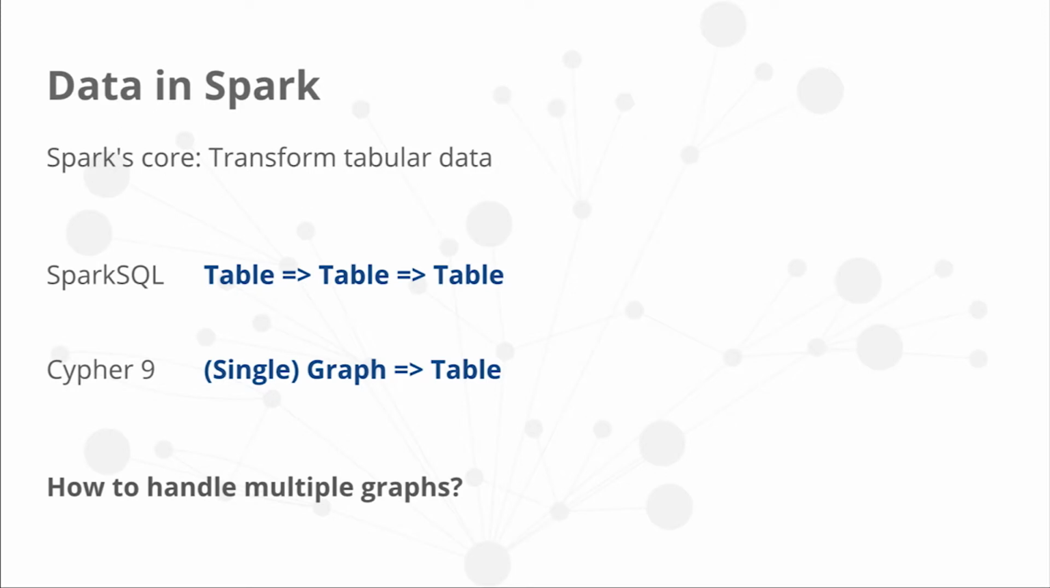One more thing that we had to solve. In Spark, it's very common to use Spark SQL. So you take a table, you run some SQL, you get a new table, and you do that all day, basically. That's the bread and butter of being a Spark engineer. So if you look at Cypher 9, the version of Cypher that we have in Neo so far, it takes a graph and gives you tabular data. And that's kind of where it stops. How can you go on from there? So we had to figure out how to handle multiple graphs and how to achieve query compositionality. And I'm going to talk about that next.